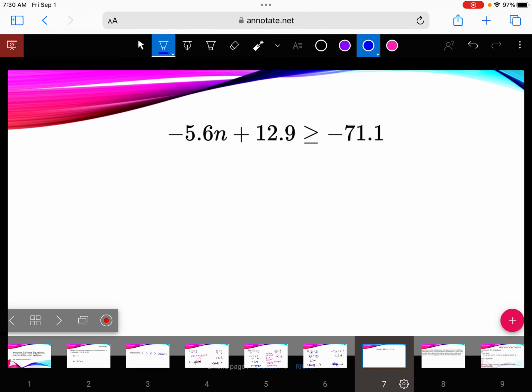So what do you guys want to do as our first move here? What's your instinct? Do you want to get rid of the decimals and make it less gross? Or are we okay with decimals? Let y'all pick. We got -5.6n plus 12.9 greater than or equal to -71.1.